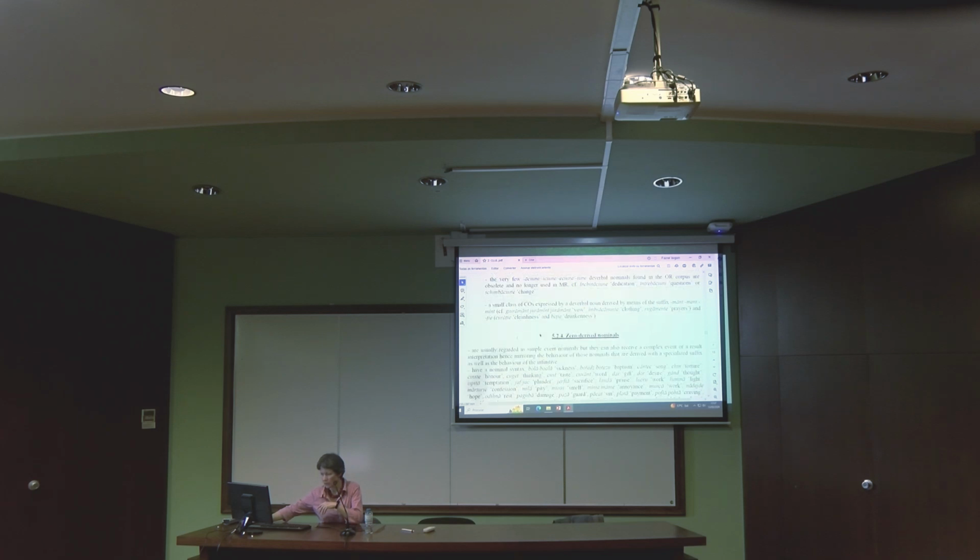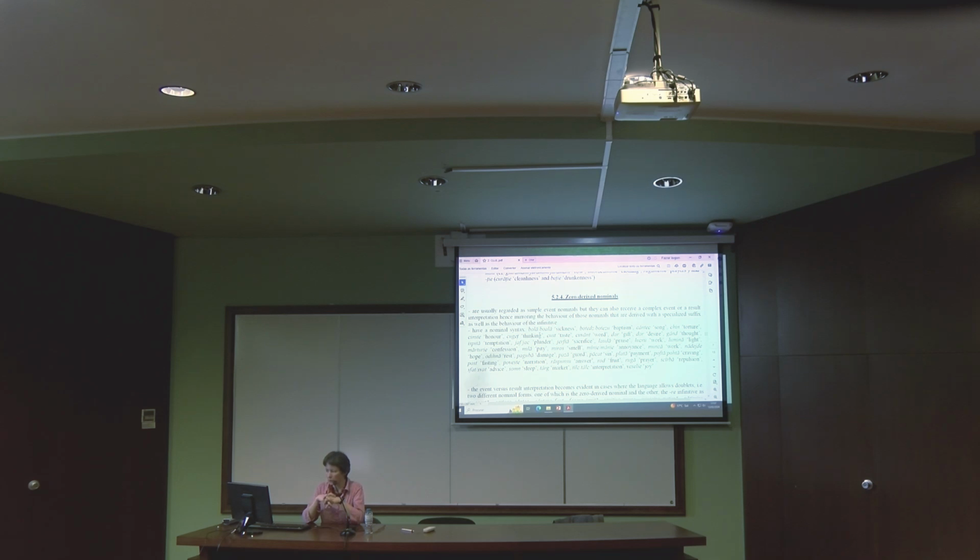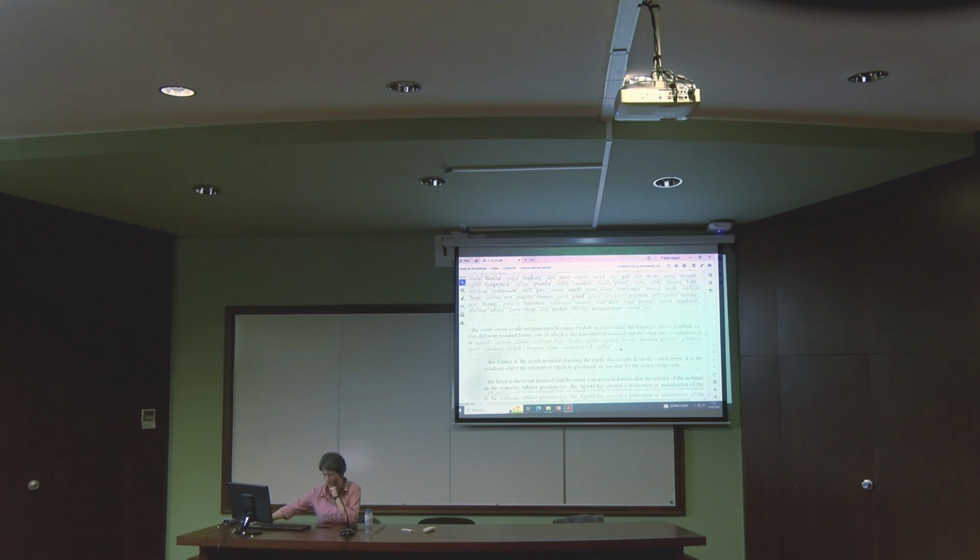Last but not least, we have zero-derived nominals, which are usually regarded as simple event nominals, but they can also receive a complex event or result interpretation, therefore mirroring the behavior of those nominals that are derived with a specialized suffix, as well as the behavior of the infinitive. They have a nominal suffix, they can appear in coordination with other nominals: boală, botez, cântec, song, chin, torture, cuget, thinking, gust, taste, cuvânt, word, dar, gift, and so on and so forth. Again, a long list of zero-derived nominals.